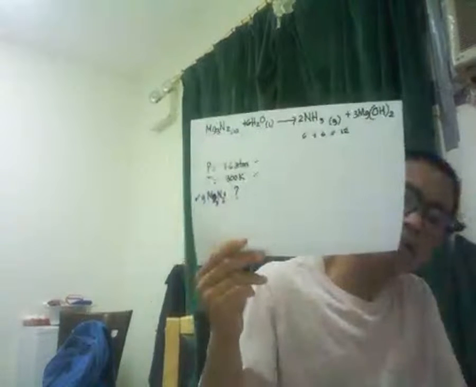Magnesium nitrite, okay? Like that. And this one is what we need to find. And then, the givens are pressure and temperature. Actually, we need to use the ideal gas law formula, which is PV equals nRT. But I doubt it, there is no volume. How can I do this? Okay, so PV equals nRT.